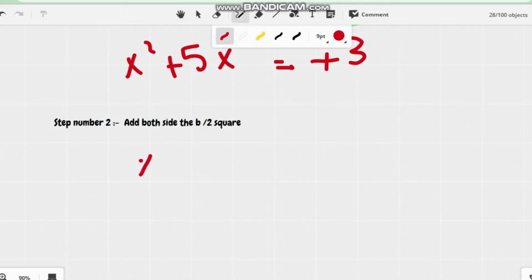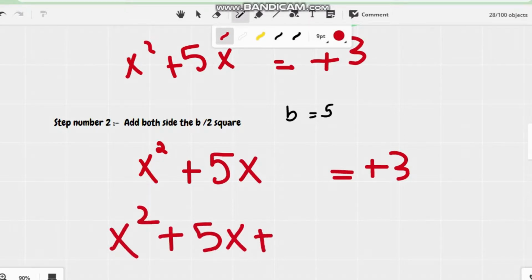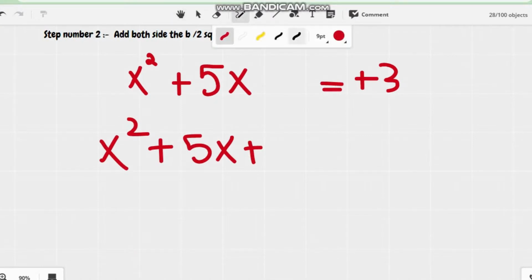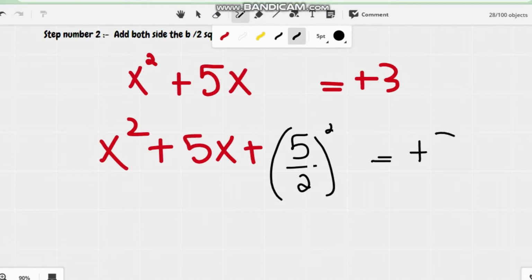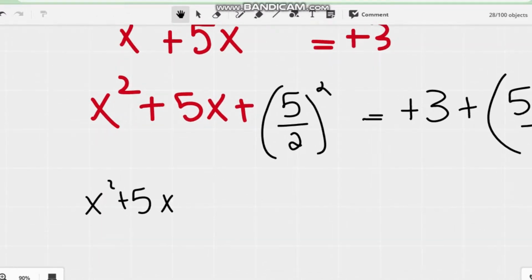I'm going to write here then x squared plus 5x equals 3. First of all, I will write as it is. I will mention here b is my 5. I'm going to do then x squared plus 5x plus (5 divided by 2) squared equals plus 3 plus (5 divided by 2) squared. x squared plus 5x plus (5 divided by 2) squared. We will do that.